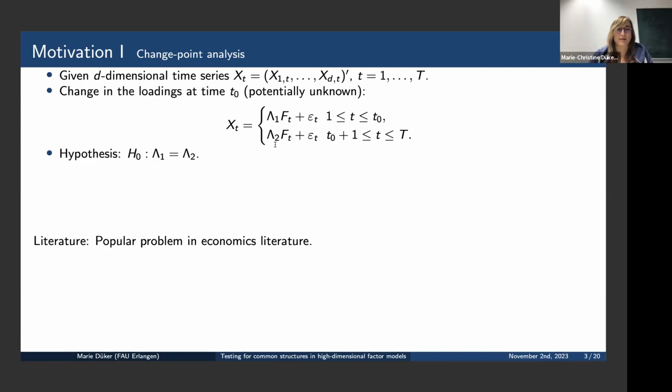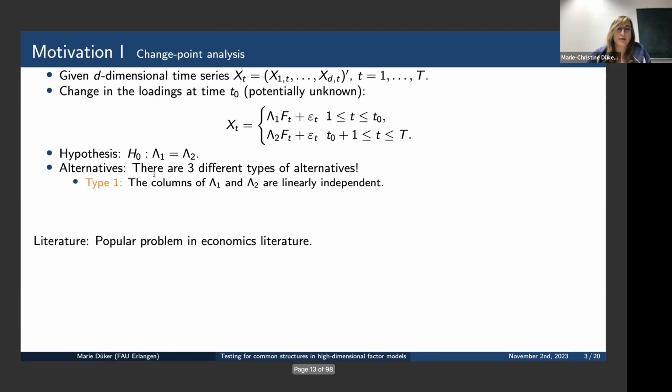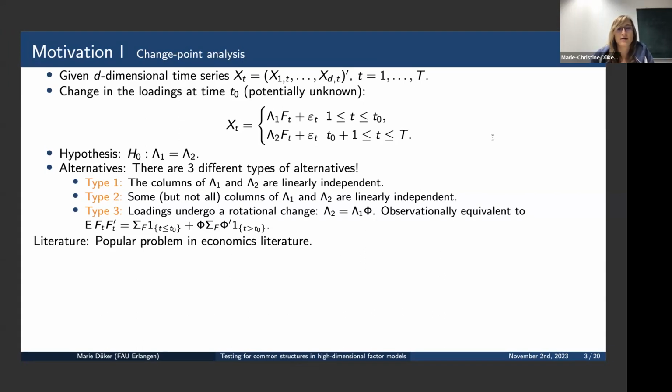And this kind of hypothesis is a very popular problem in the economics literature. I mean, there has been a ton of literature on this question. And what people usually look at is they consider this kind of hypothesis, but then they also discuss the possible alternatives. And the possible alternatives are usually three different types. So the first one is that lambda 1 and lambda 2 are linearly independent. So there's no relationship or common structure between the columns. The second one is that some, but not all of the columns are linearly independent. And the third one is a little bit stronger, where we even say that there might be some kind of rotational change.